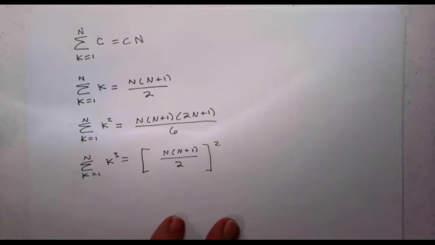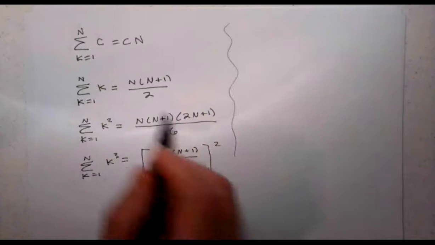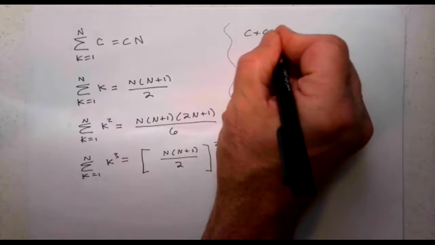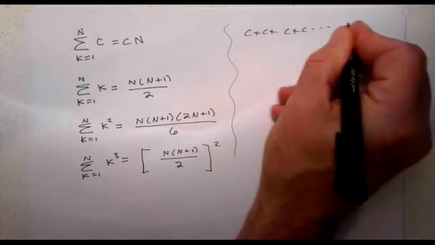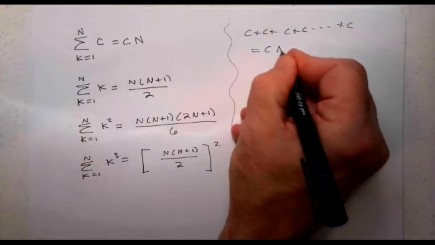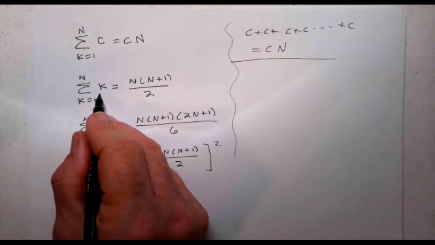So we have some rules for how we add up various summations. The first one I have is the sum as k goes from 1 to n of c, which would be c plus c plus c plus c, n times. So I hope it's obvious that that's just going to be c times n. The second example, sum as k goes from 1 to n of k.